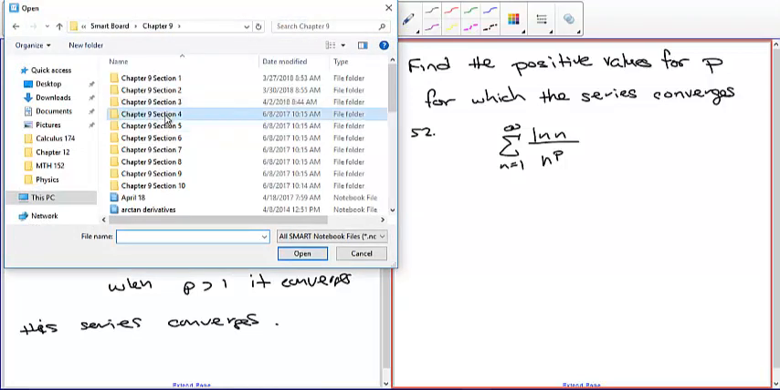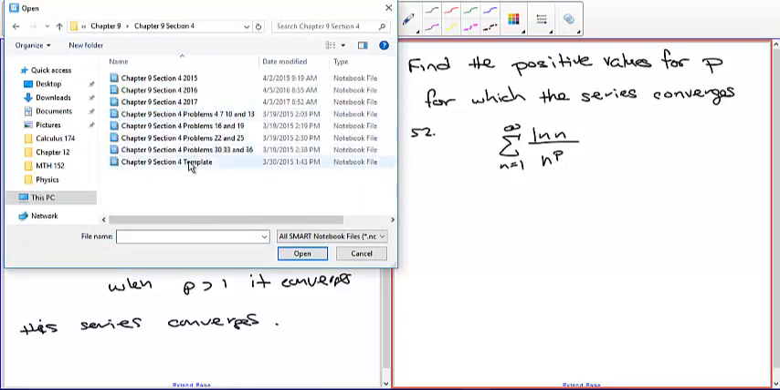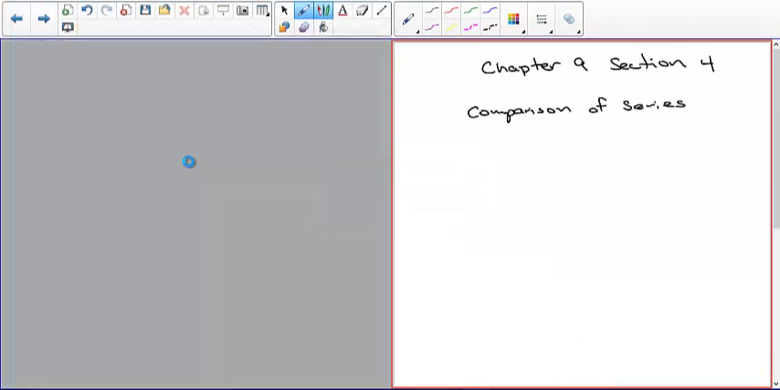Section 4. Okay, let's see what section 4 is about. Section 4 is comparisons. So we're going to skip over the tests involving ratio and root, and we're going to go to direct comparison and limit comparison tests. And then we'll come back in section 5 and talk about, I think section 5 actually is about alternating series, and section 6 is about ratios.